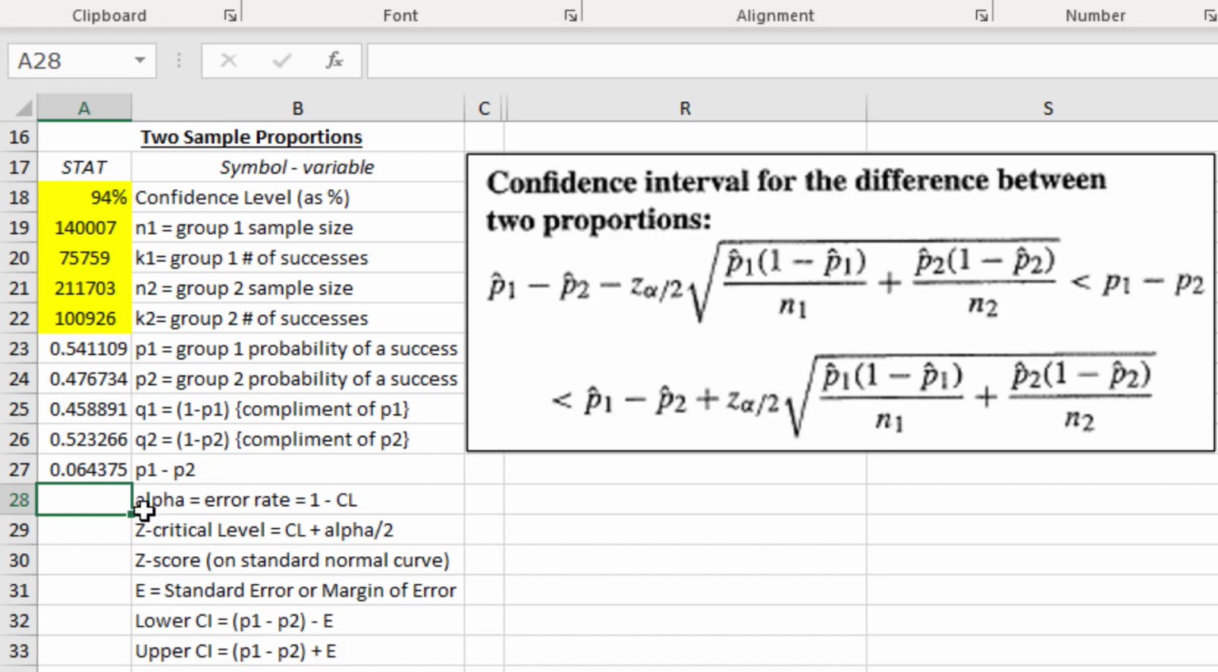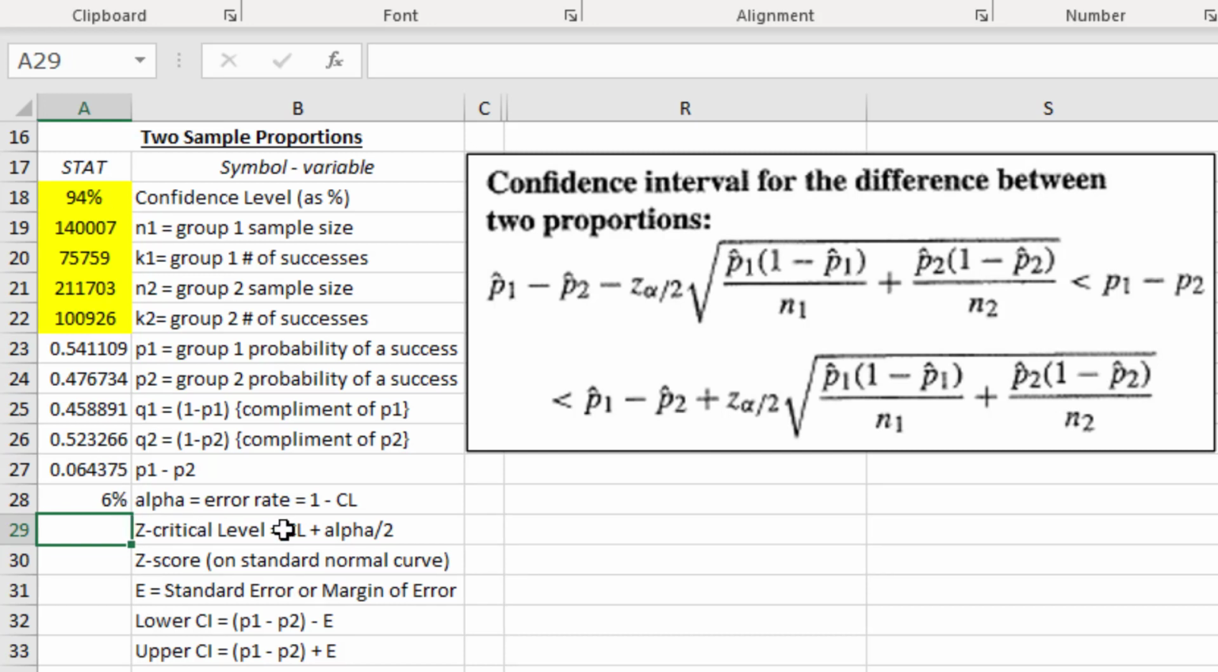Okay, our alpha, which is our error rate, which is just 1 minus our confidence level. So we put in the confidence level that we wanted, 94%. We wanted to be 94% confident with our confidence interval. So alpha is just going to equal 1 minus that.